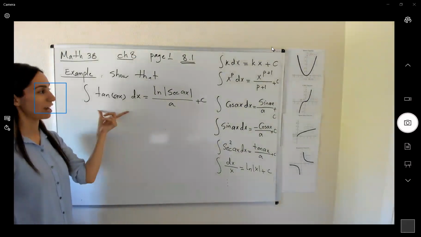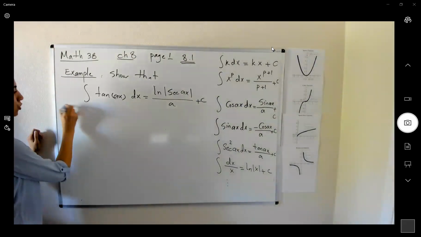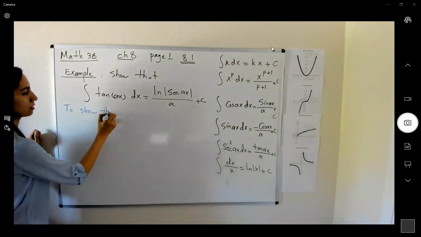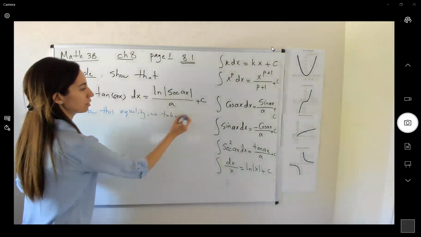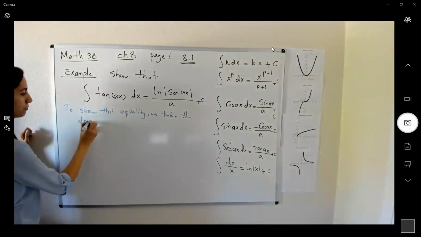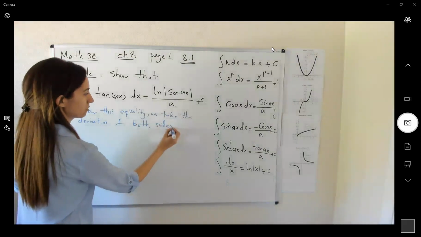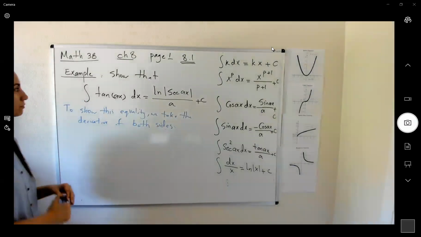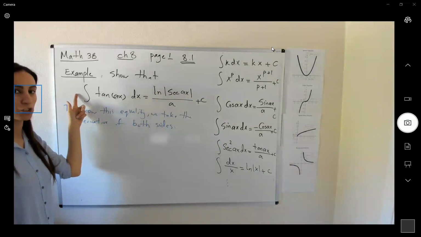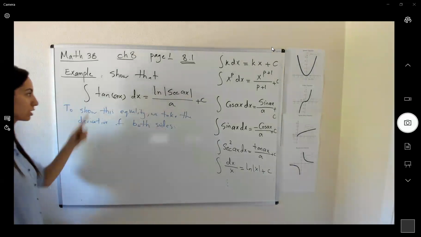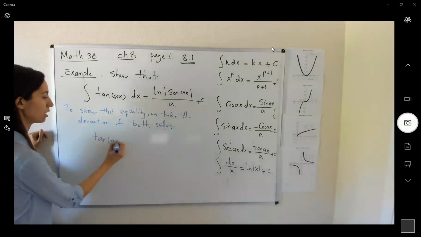So on the left-hand side, you have an integral. On the right-hand side, you just have an expression. To show this equality, we take the derivative of both sides. The derivative of an integral, as I mentioned before, they are opposite of each other. You can intuitively see that they cancel out each other. So the derivative of the integral of tangent is just tangent ax.